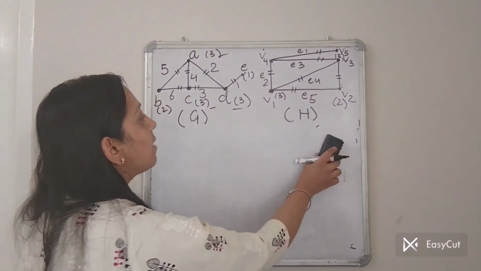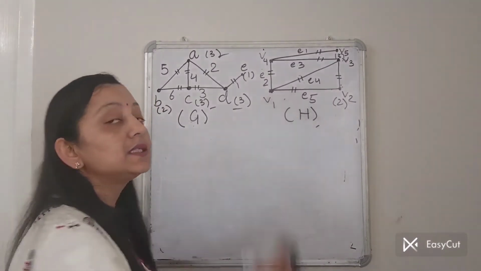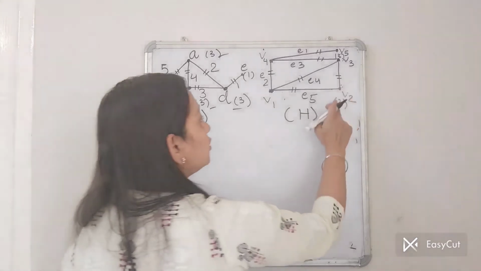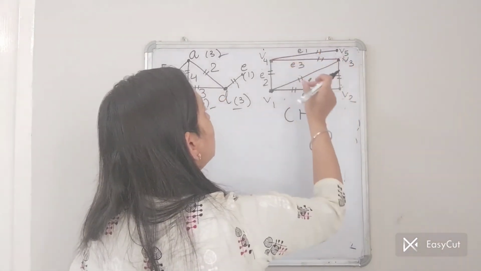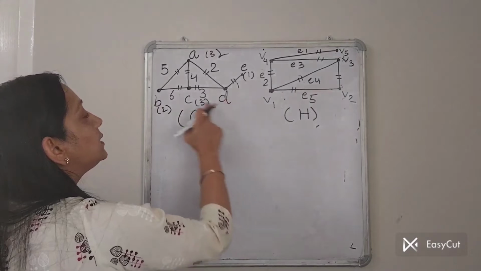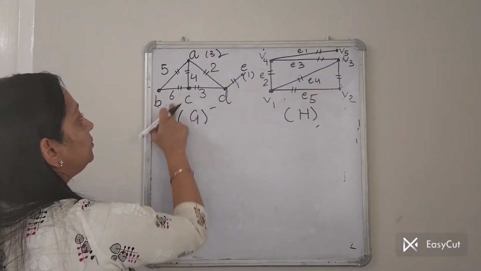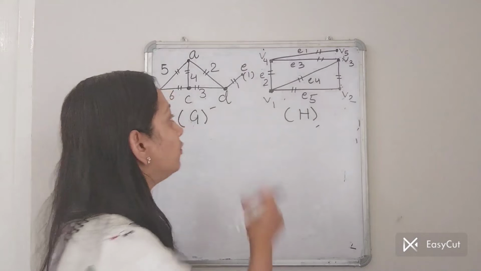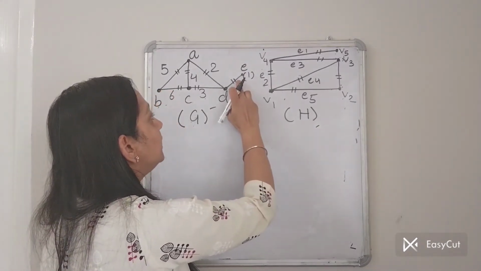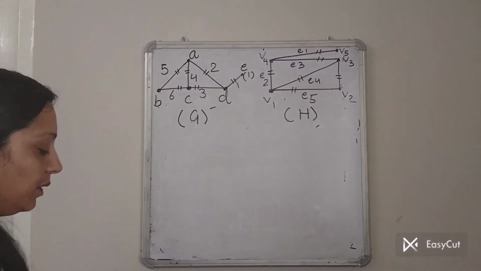Function mapping becomes easier if we can simplify the graph. Right now these two graphs look completely different, so the function mapping is a little difficult. We cannot imagine which vertex can be mapped onto which vertex. So let's simplify this. How can we simplify this?